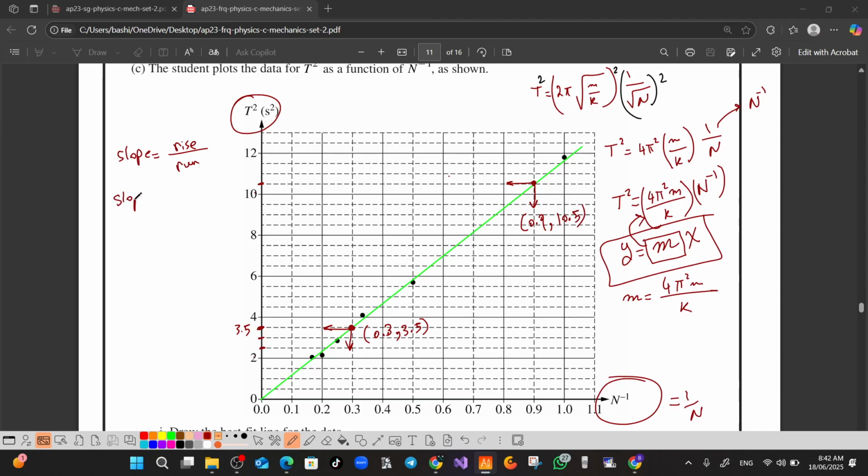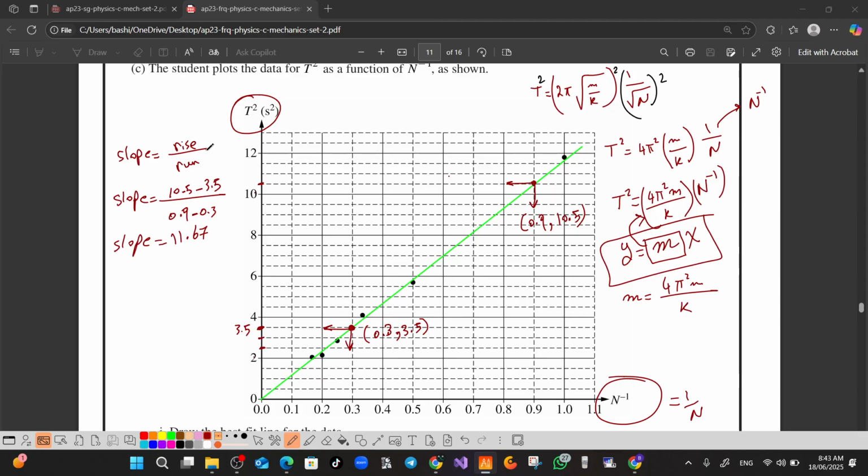Now the slope is equal to 10.5 minus 3.5 over 0.9 minus 0.3. Plug and chug, get the value, and the value for the slope is equal to 11.67. It's important to mention the unit used.